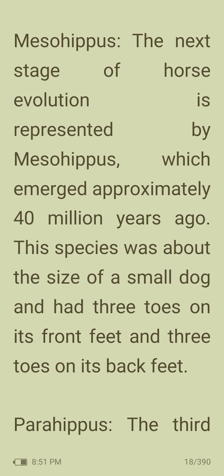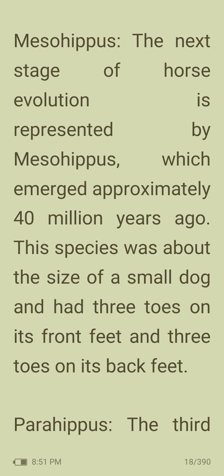Then Mesohippus. The next stage of horse evolution is represented by Mesohippus, which emerged approximately 40 million years ago. The species was about the size of a small dog and had 3 toes on the front feet and 3 toes on its back feet.